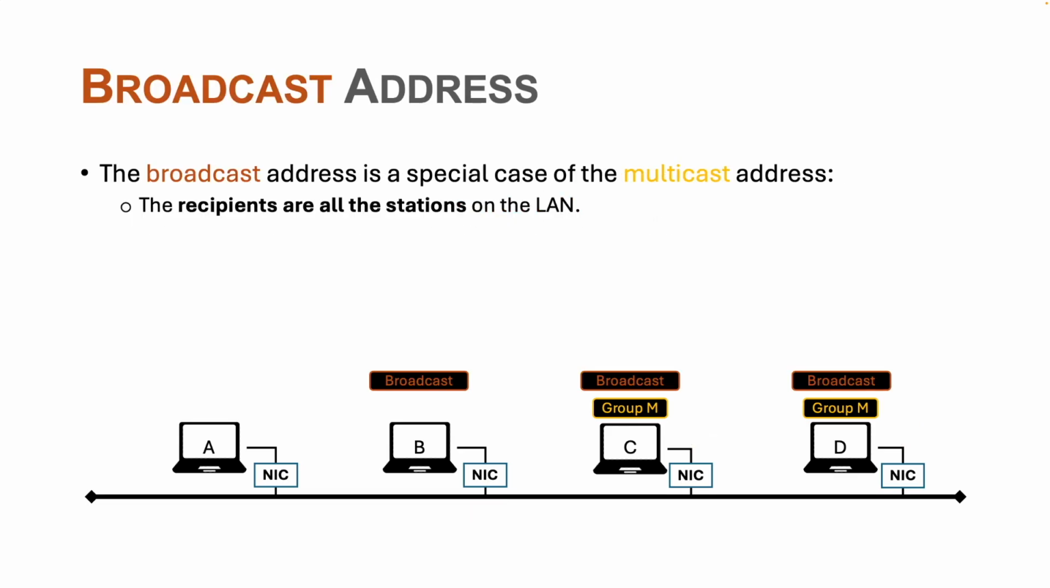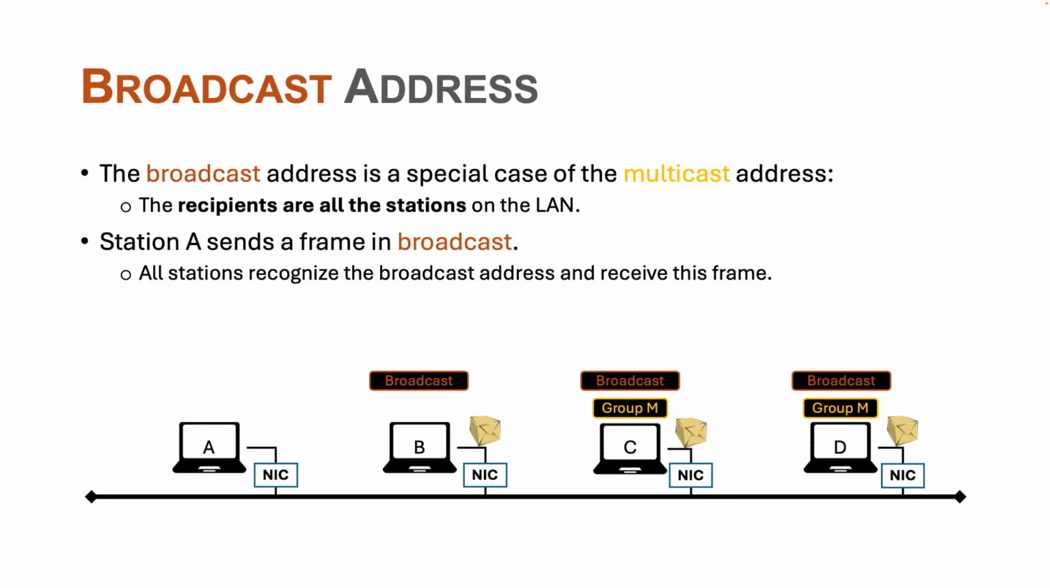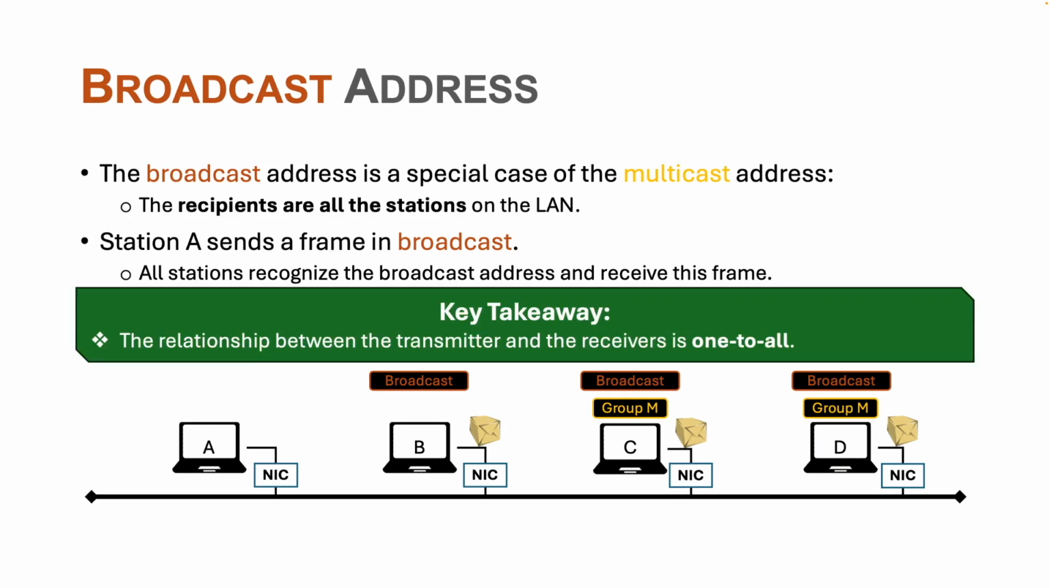As mentioned previously, the broadcast address is a special case of the multicast address, where the recipients are all the stations on the LAN. Thus, when station A sends the frame in broadcast over the Ethernet cable, all B, C, and D stations recognize the broadcast address and receive this frame. The key takeaway here is the following. The relationship between the transmitter and the receivers is one-to-all.